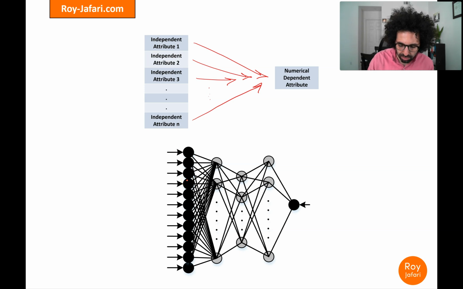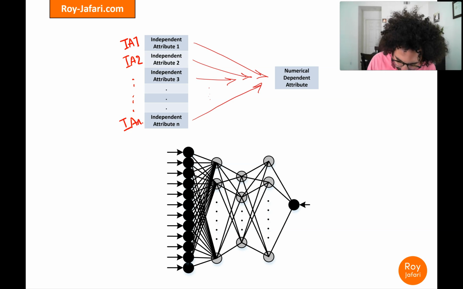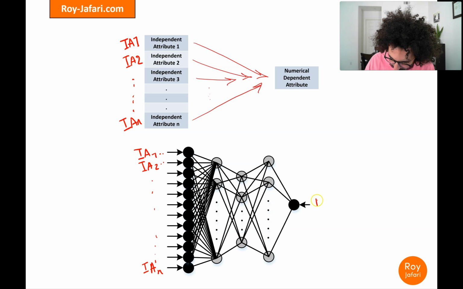So let me use some abbreviation here. I'm going to call this IA1, which is independent attribute 1, IA2, and so on and so forth. We're going to have exactly that many independent attributes, all the way to the last one, and we're going to have our dependent attribute here. Our dependent attribute, in this case, is a numerical one.